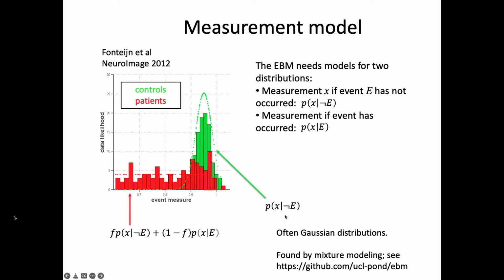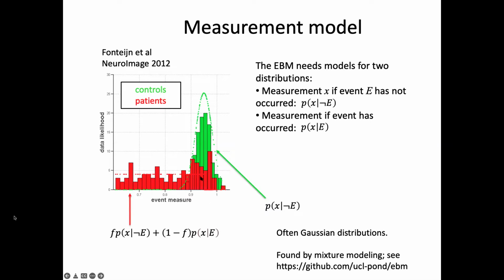We have to work a little harder to estimate the distribution of measurement values given that the event has occurred. Although we have the distribution of measurements from our set of patients, it's not that each patient has necessarily undergone the event that turns that particular measurement into an abnormal measurement. Because some of those patients will be at early stages before that event has occurred, whereas other patients will be at later stages, so that event has occurred.